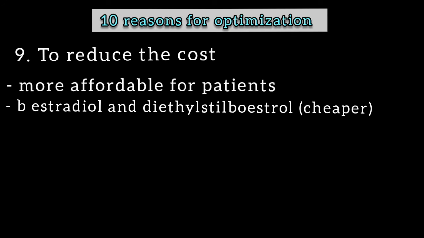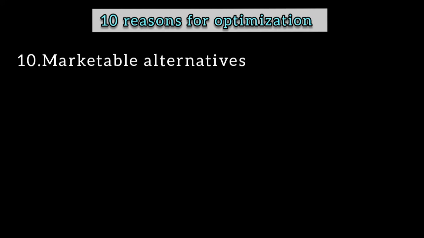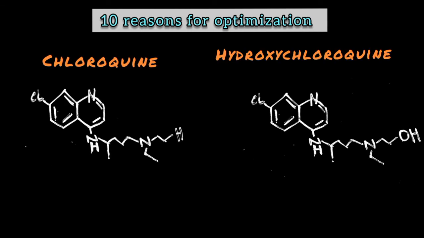Now we've come to the last reason for optimizing lead molecules, and this is to provide marketable alternatives. Patients respond to medication differently. We as people will respond to the same medication differently. Medication may work for one patient and not necessarily for the other patient. This is why it's good for us to have alternatives. And an example is chloroquine and hydroxychloroquine. These both have the same therapeutic effect, but they have a little difference in their structures, and they are used to treat malaria. They're part of the 4-aminoquinoline family.